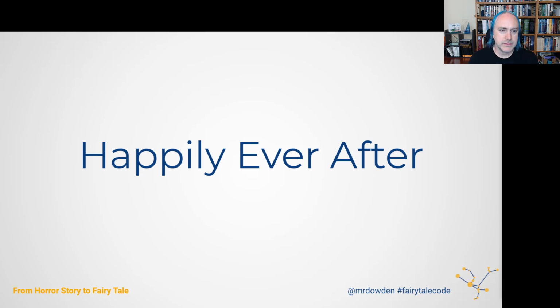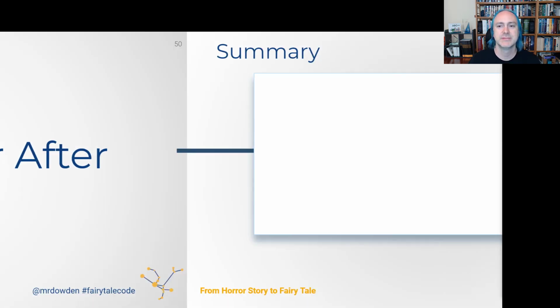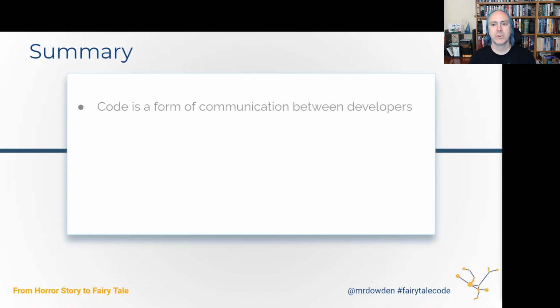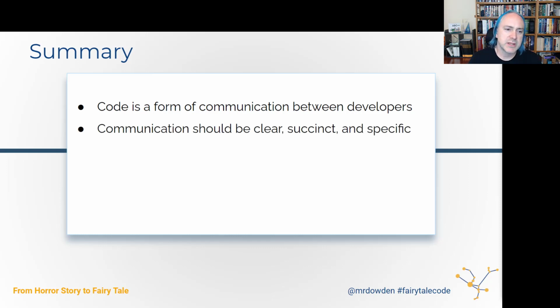So, if this is a fairy tale, we all want to live happily ever after and code happily ever after. What does that look like? Well, we need to remember that the code we write is a form of communication between developers. It's not just giving instructions to the computer. So when we're writing our code, we've got to think about the other person, right? That communication then should be clear and succinct and specific. We need to make sure that the next person that comes along, even if it's us 10 weeks from now, 6 months from now, is able to pick it back up and understand what was going on.